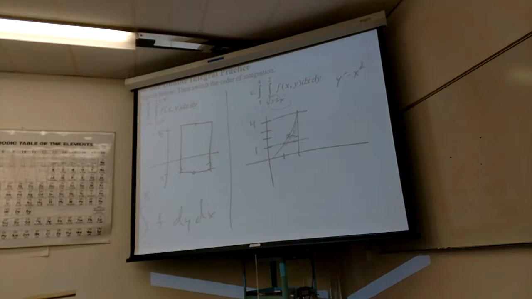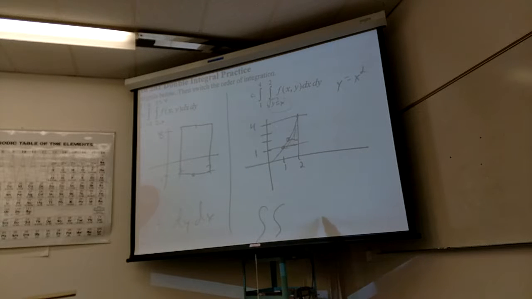Whatever. So now I want to go the other way. So now I got my region completely defined. What is this point right there? 1, 1. Okay. So now I want to go dy dx.